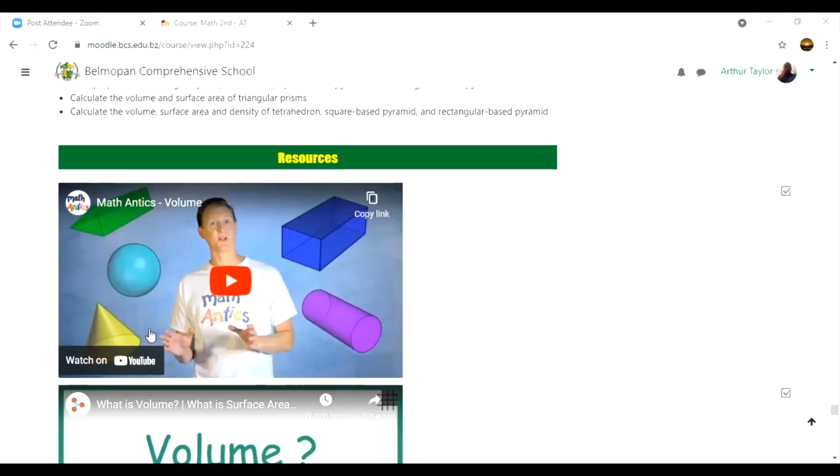Here we have a cone, and here we have a cylinder.